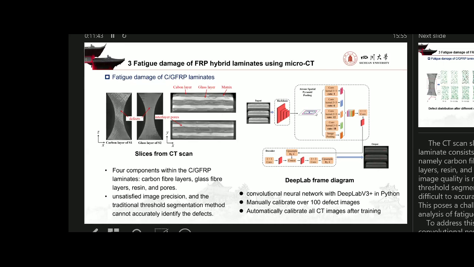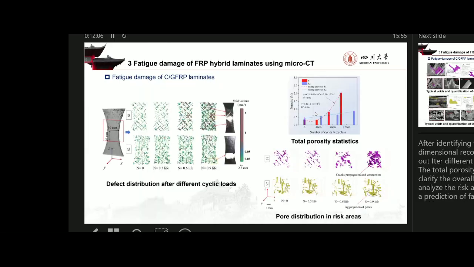So we use a convolutional neural network, DeepLab v3 plus, in Python. We manually calibrated over 100 defect images, and then we trained on the data and automatically calibrated all CT images. After the training, we can get the defect distribution after different cycle loads. And then we can predict the risk areas.